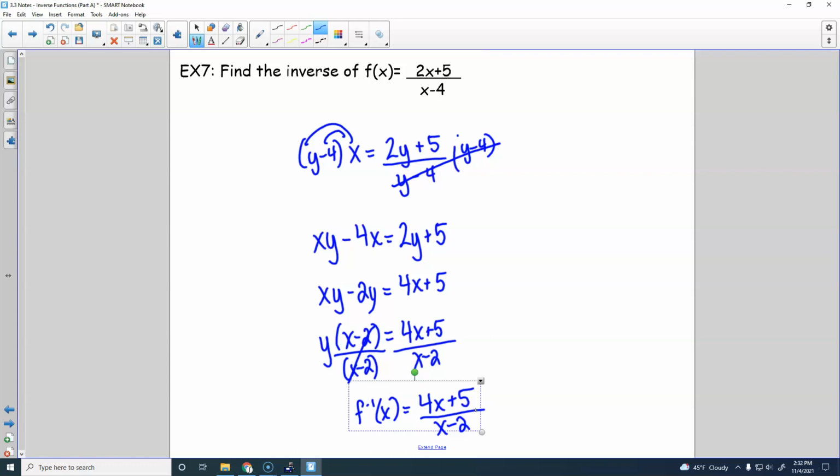Now this is still not calculus. This is just pre-calculus finding inverses. Okay, questions on that one?